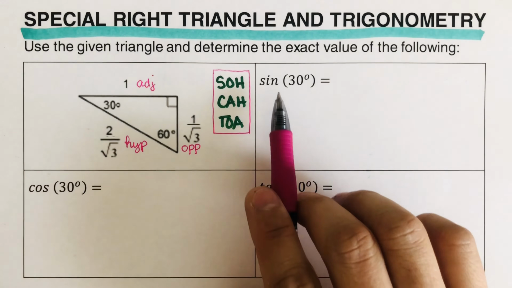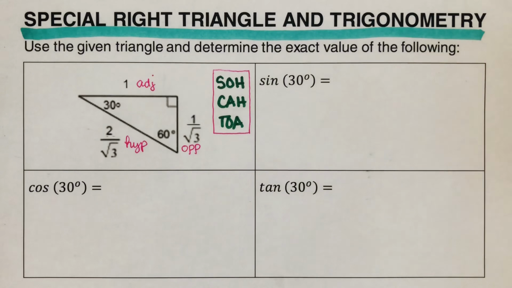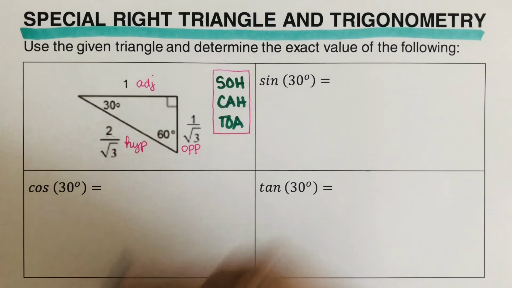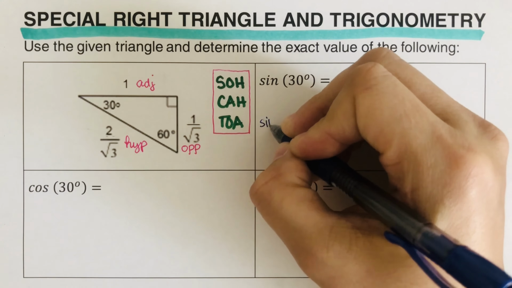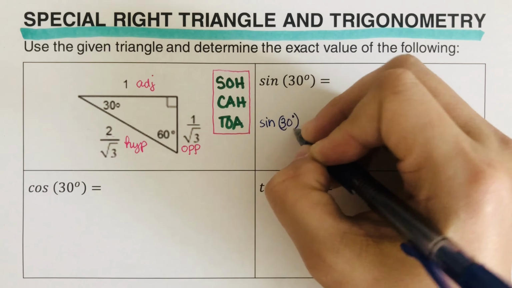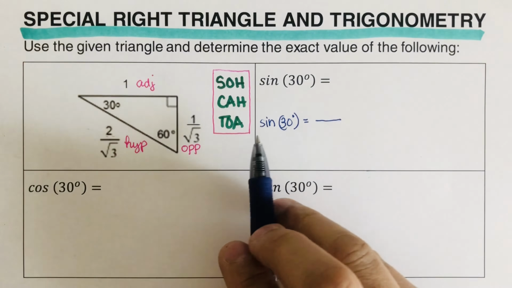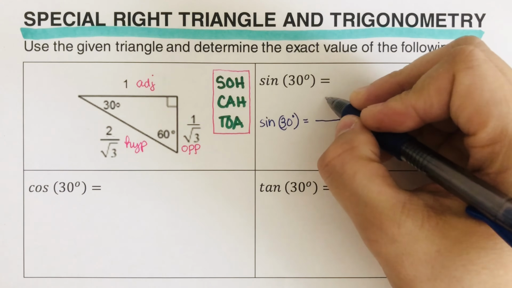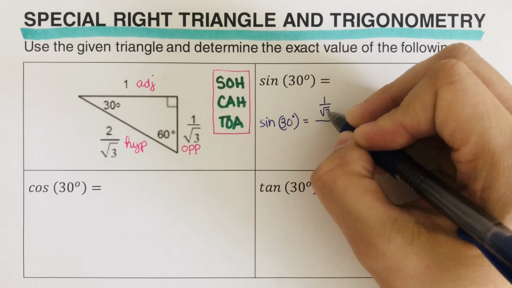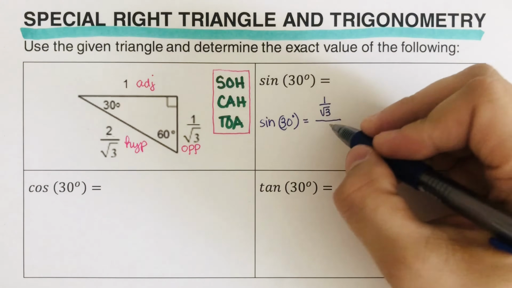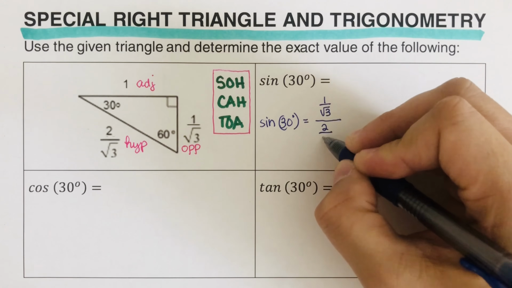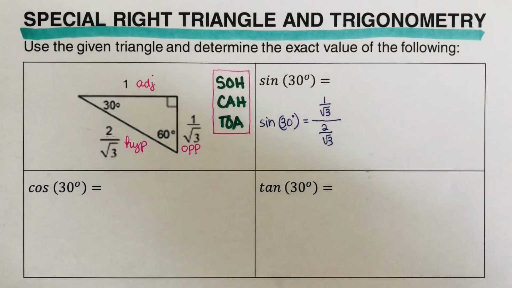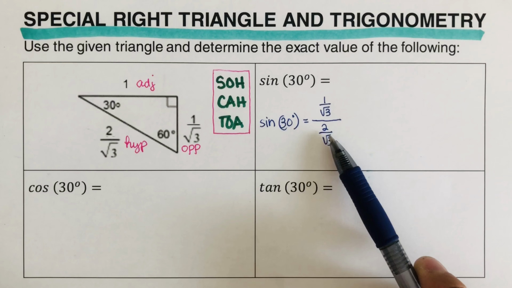So then we are ready to solve for sine 30. We know that sine is opposite over hypotenuse. So I can write sine 30 degrees is equal to opposite over hypotenuse. The opposite is 1 over square root of 3, and the hypotenuse is 2 over square root of 3. We have a complex fraction, which means a fraction on top and a fraction at the bottom.